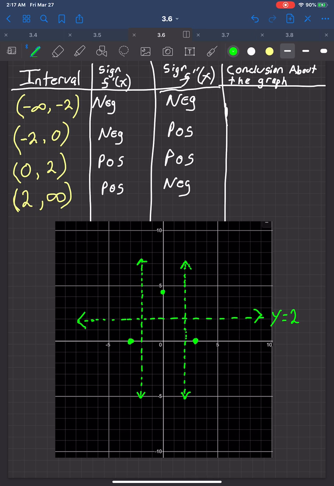What information does this give us? So let's start. What does a negative first derivative mean? That means it's decreasing, right? Remember that? A negative first derivative means decreasing. What does a negative second derivative mean? It would mean it's concave down.